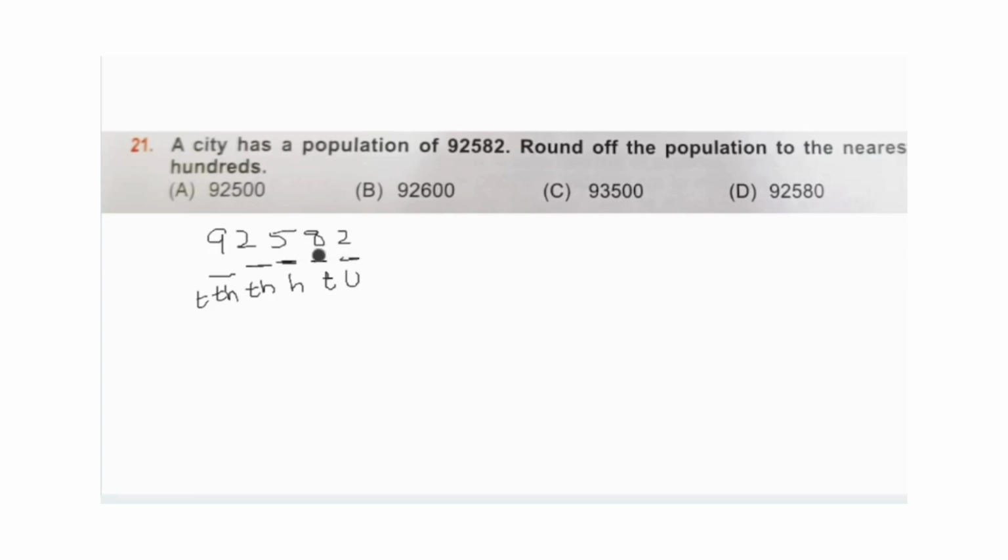And the next number after 5 is 8, and 8 is greater than 5. We can round off to the higher digit. Without changing 92, the 582 becomes 600, which is rounding off to the nearest 100. The answer for this question is option B.